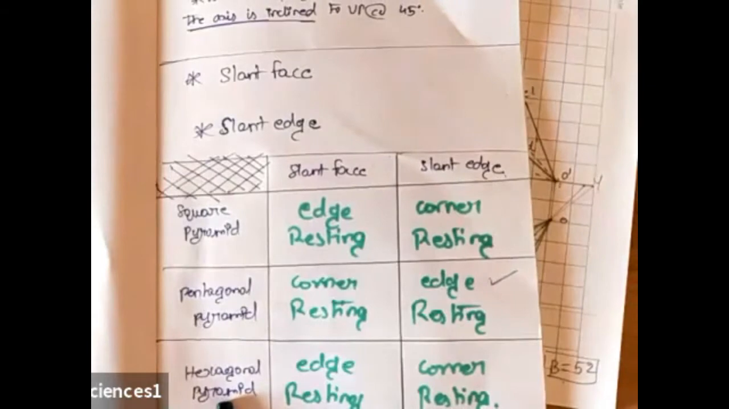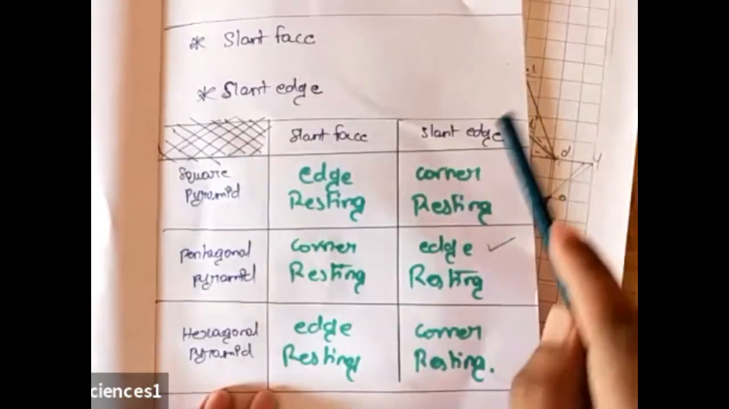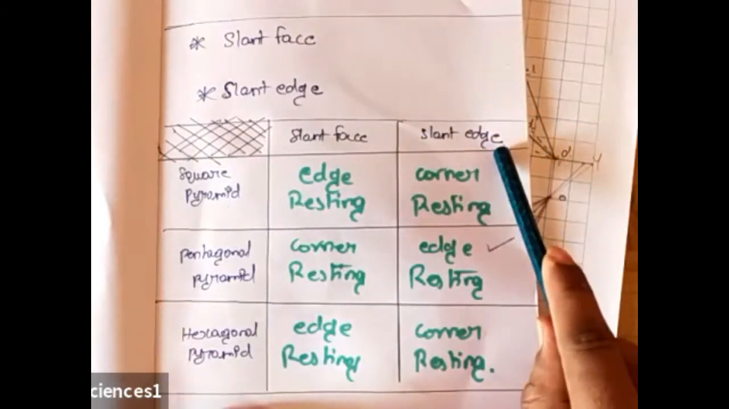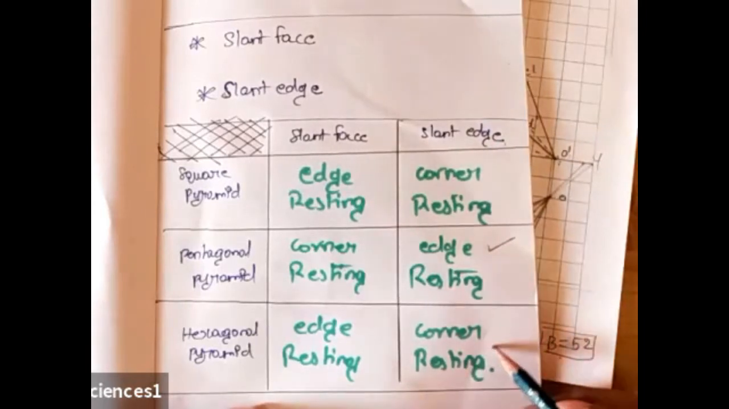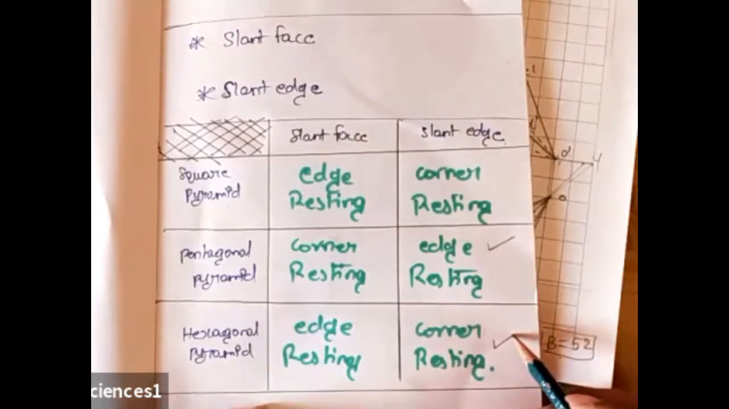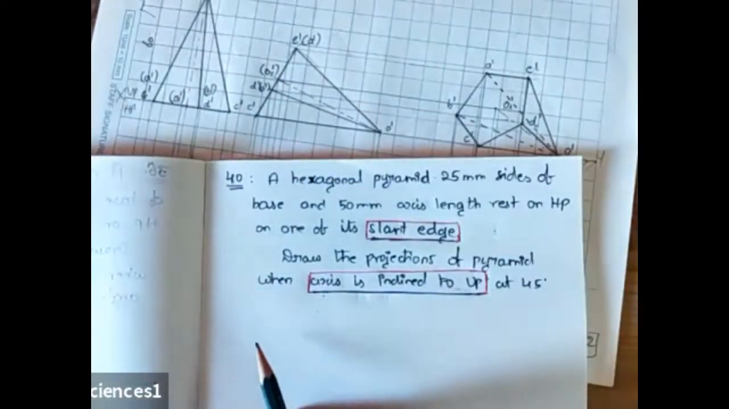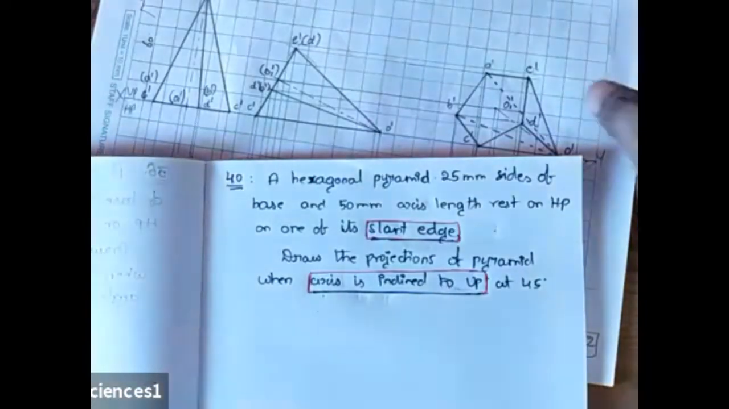In this case, it is a hexagon pyramid. Whether it is a slant edge or slant face, it is a slant edge. The second condition is slant edge. That means the first condition should be which one? Corner resting. It is the 40th problem in your PDF. You can go through that and we'll start directly solving the problem.